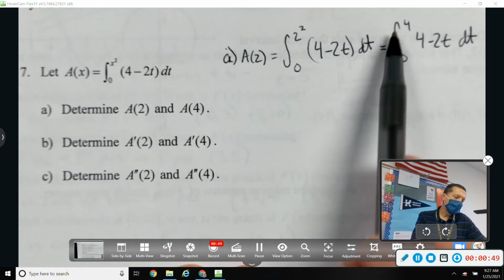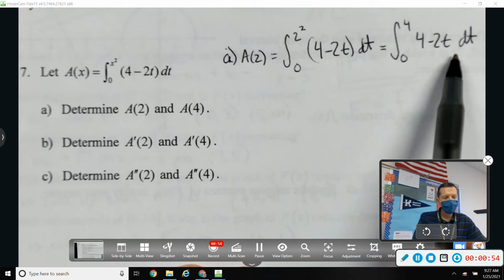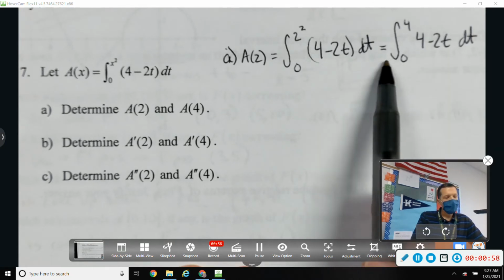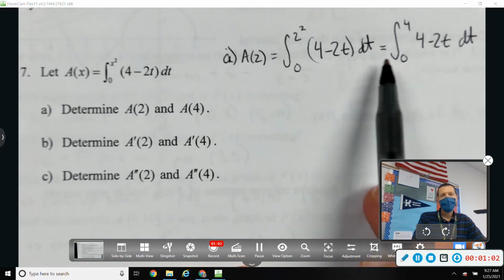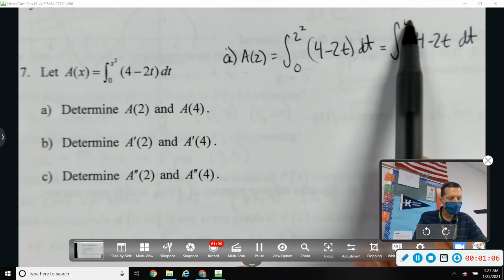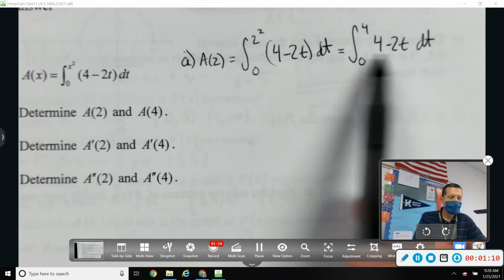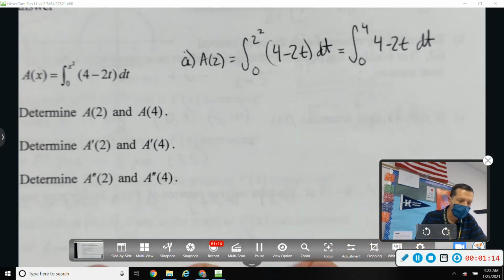If you're thinking area under this curve, 4 minus 2t is not the worst thing in the world to graph and do the area that way. If you're thinking antiderivative, that's how I'm going to do it, because that's how we usually end up doing these. So I'm going to take the antiderivative and plug in 4 and plug in 0. But again, area under curve for that one would work, because you can graph that and it would be geometry.